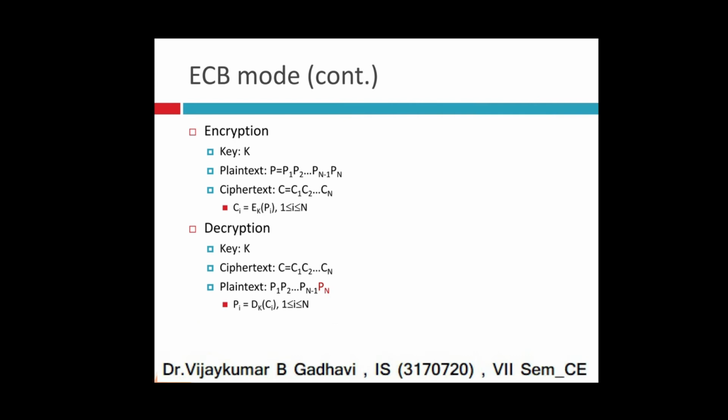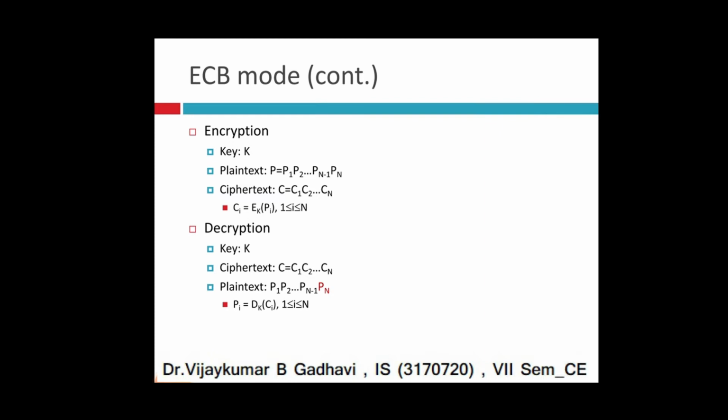ECB mode encryption: key K, plaintext P is equal to P1, P2 to Pn minus 1, Pn. Ciphertext C is equal to C1, C2 to Cn. The equation is Ci equals Ek of Pi, P for plaintext, where 1 is less than or equal to i, and i is less than or equal to n.